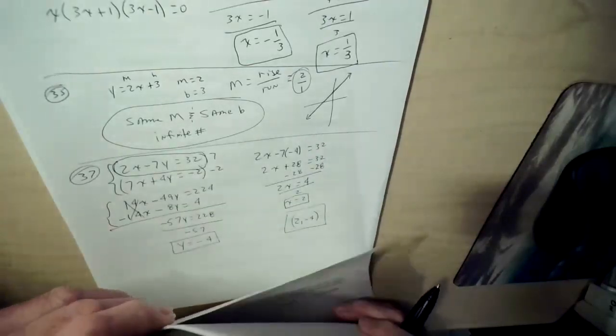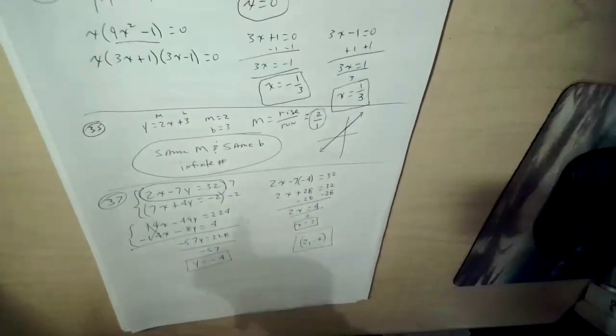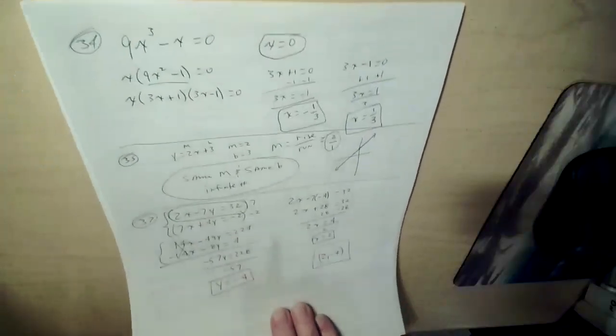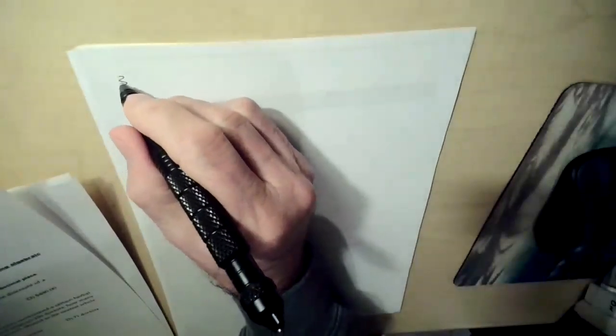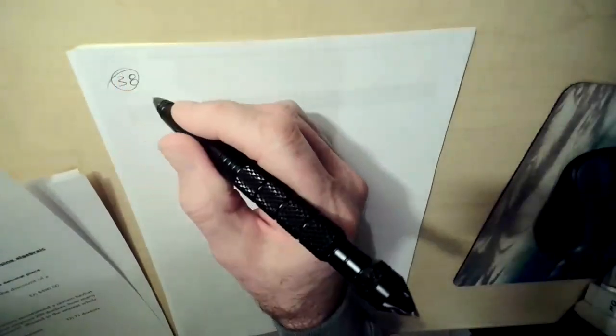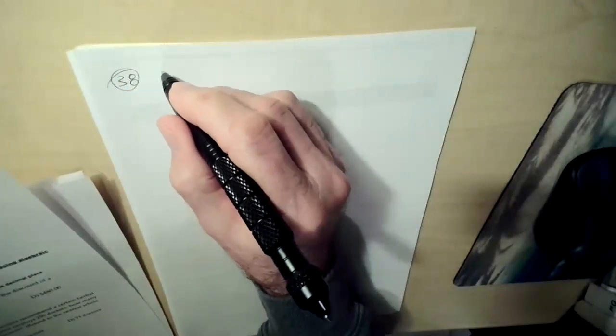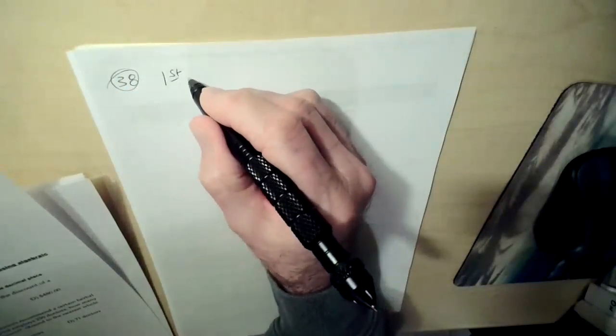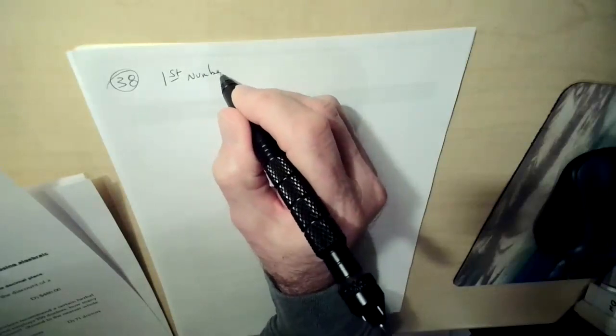I think this is one of those problems where the first number is this and the second number is that. Let me see. I don't think, if we did this, it was real early in the year. Yeah. Okay. 38.